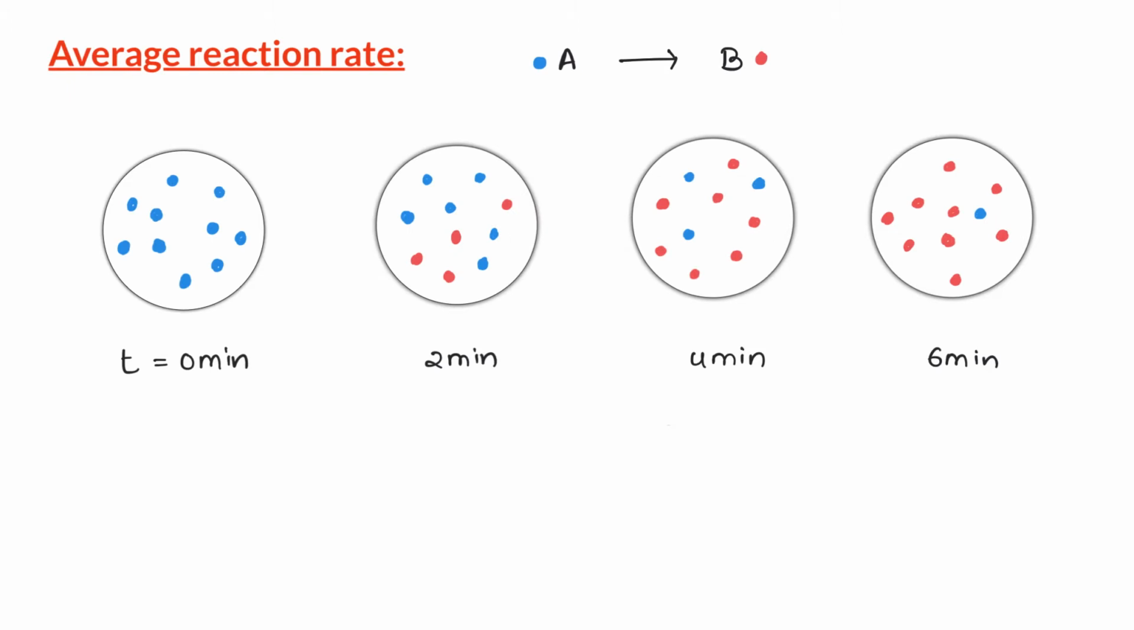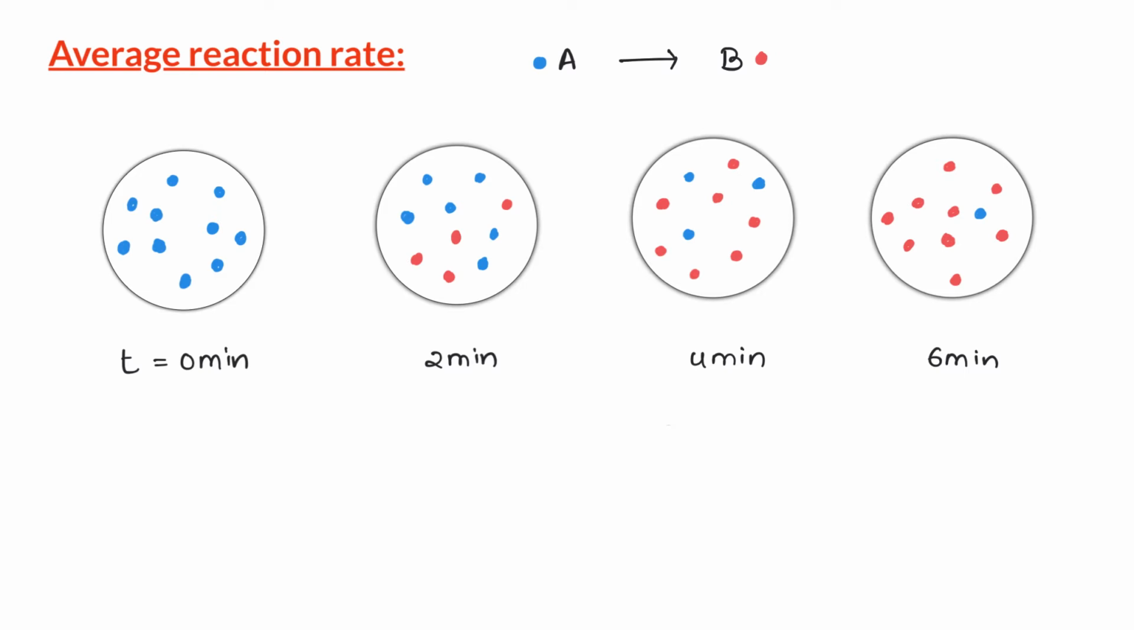Let us now apply this concept to a chemical reaction. Let us say we have a hypothetical chemical reaction. Reactant A gives product B. And at the beginning of the reaction, that is at time t equals 0 minutes, only reactants are present in the container. Over time, the reactant concentration keeps decreasing and the product concentration keeps increasing.